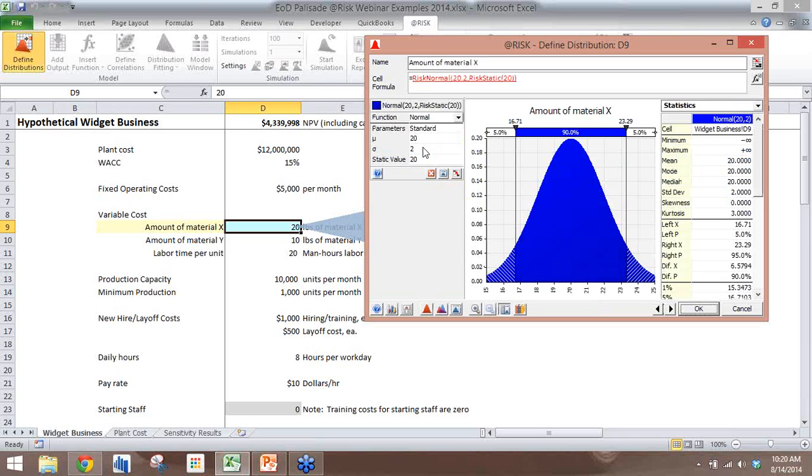And the default parameters here are to use a mean value for the distribution that's the same as the deterministic value or the static value. It basically puts in a standard deviation that's 10% of the mean value. And then it also identifies a static value, which is the value that is utilized in the model when Monte Carlo analysis is not being run. And so you can see now we have this mean value of 20, which, since it's a normal distribution, is also the mode of the distribution, as well as these potential ranges. So I'm just going to click OK on this one.